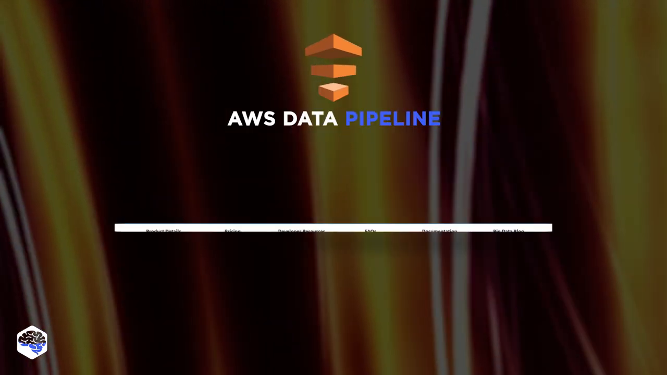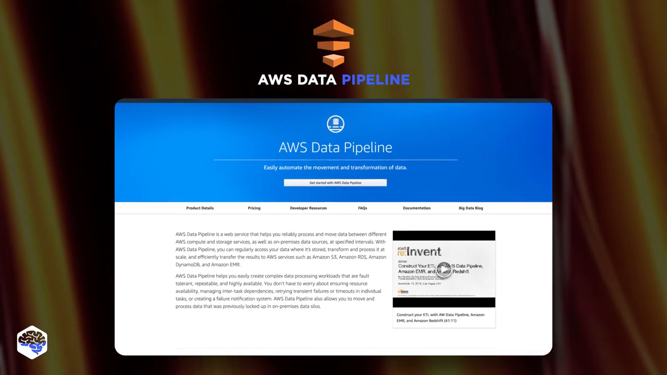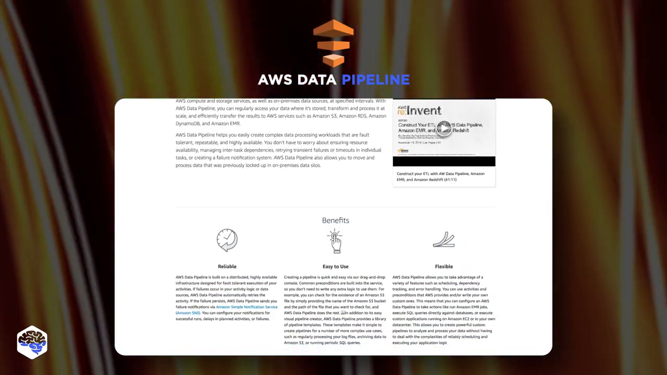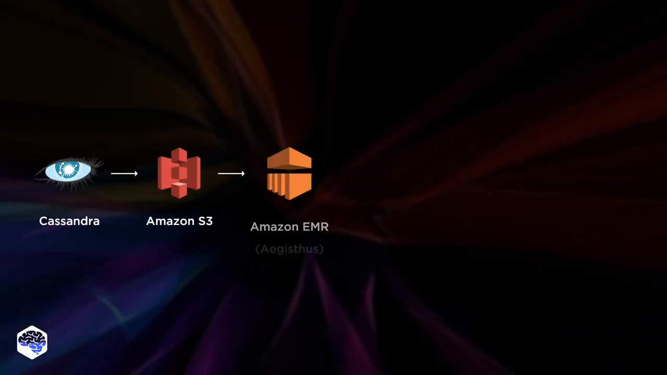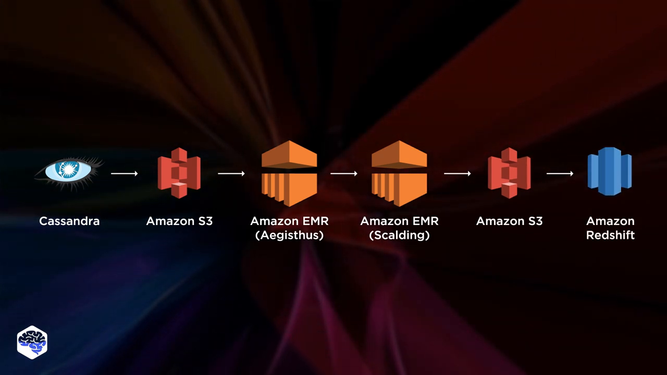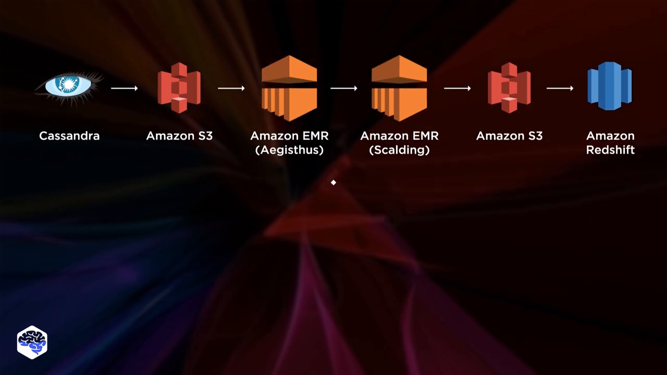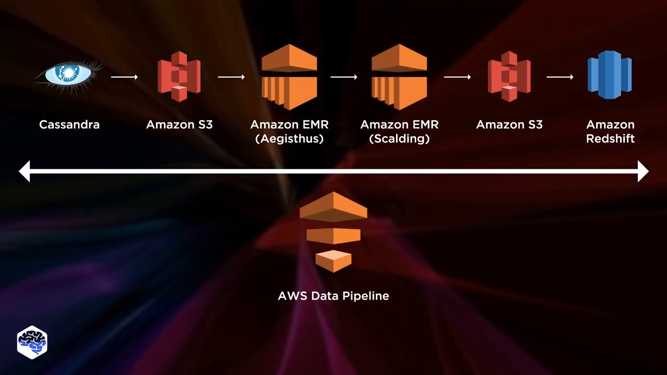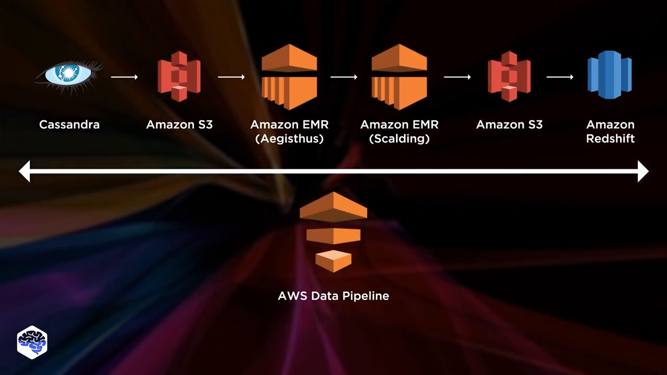You might have heard of AWS Data Pipeline. What is it? AWS Data Pipeline is a web service allowing data processing and moving it between different computing services, AWS storage, and local data sources. It helps to easily create complex data processing pipeline operations and guarantee their fault tolerance and high availability.